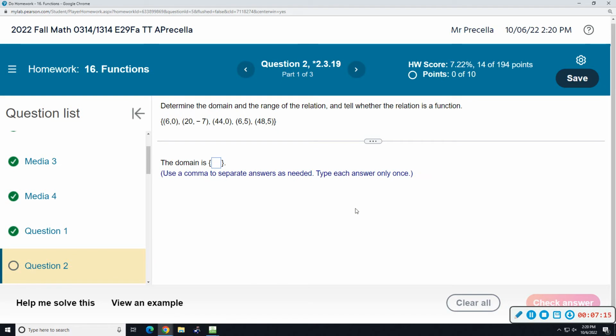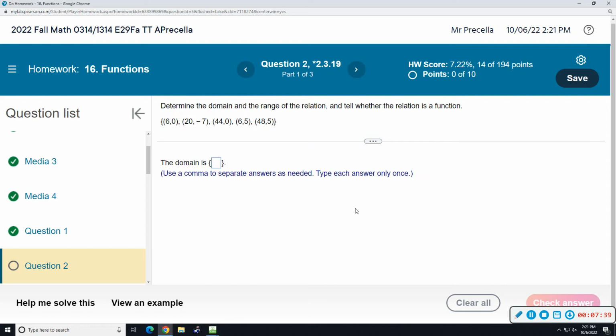Determine the domain and range of the relation and tell whether the relation is a function. Well, they're using every word except rule, aren't they? I said rule in my definition, and they're using correspondence, relation.